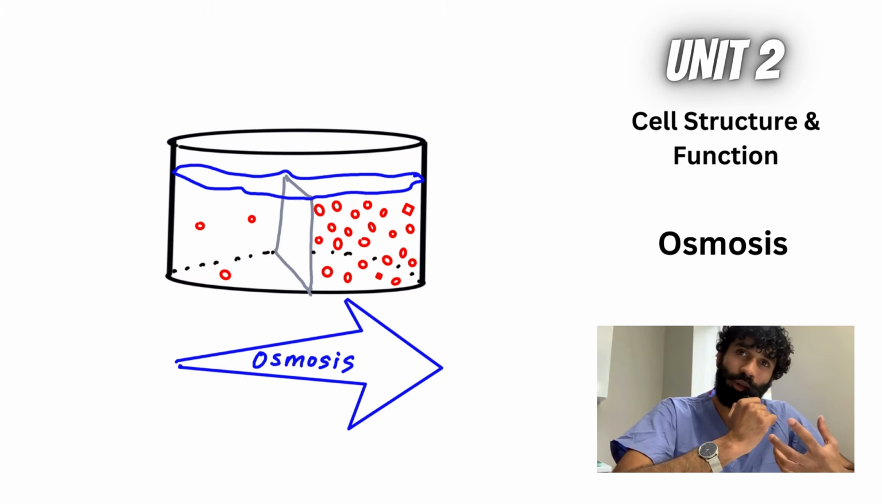The third block is osmosis. Osmosis is the movement of water, and keep in mind, water always moves from areas that are hypotonic to areas that are hypertonic. And fourth block is transport.